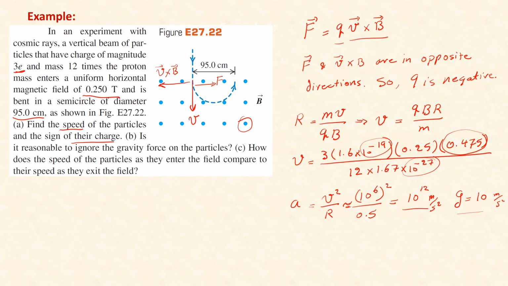All right. Everything clear? All right. So now we want to see how the speed of the particle as they enter the field compares to their speed as they exit the field. Means that, if the speed here is v, what is the speed when it goes this way? V prime. What do you think?